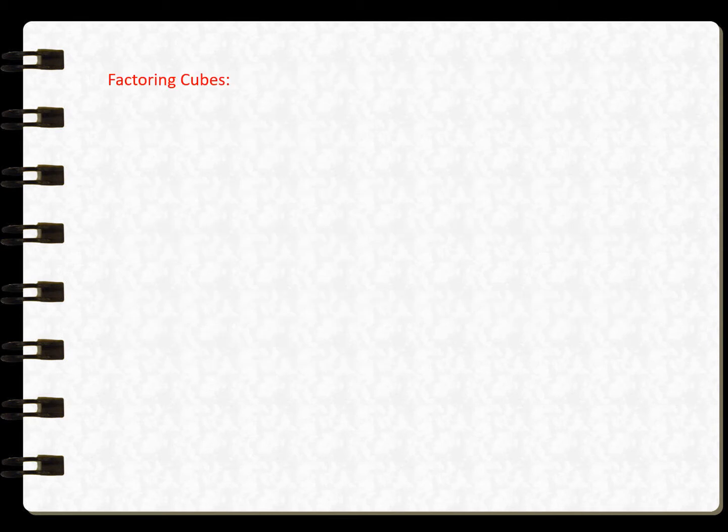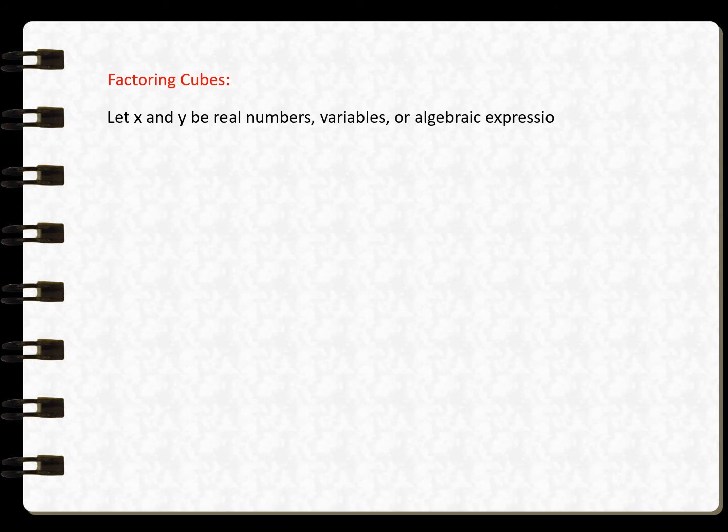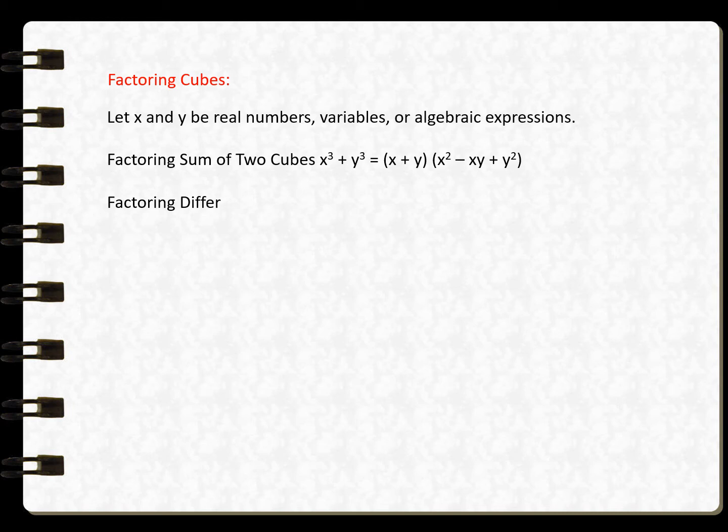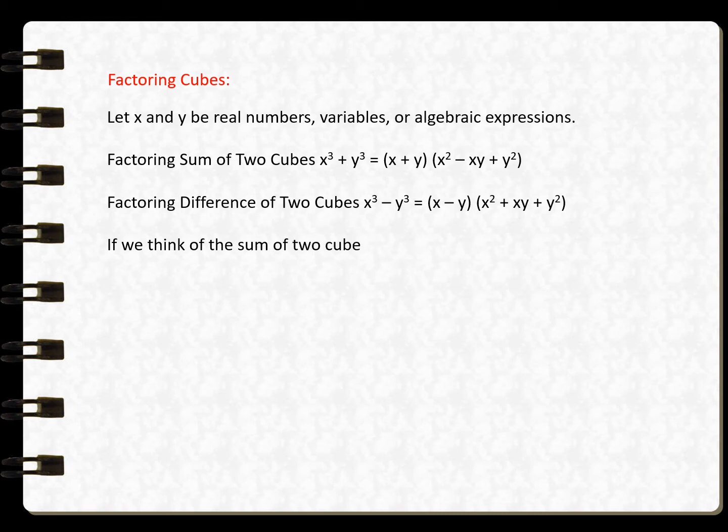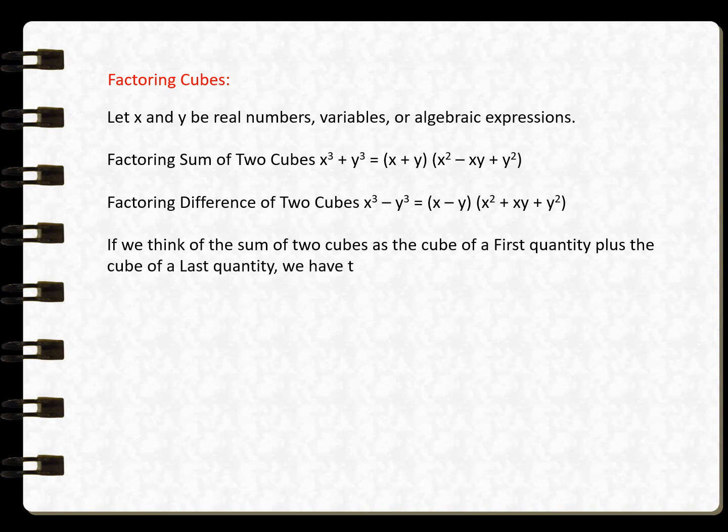What is factoring cubes? Let x and y be real numbers. Variables are algebraic expressions. Factoring the sum of two cubes: x cubed plus y cubed is equal to x plus y times the quantity x squared minus xy plus y squared. Factoring the difference of two cubes: x cubed minus y cubed is equal to x minus y times the quantity x squared plus xy plus y squared.